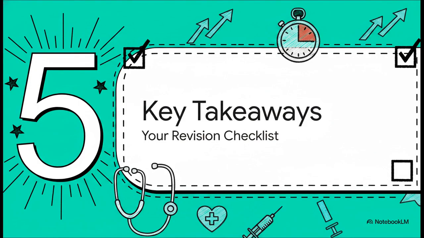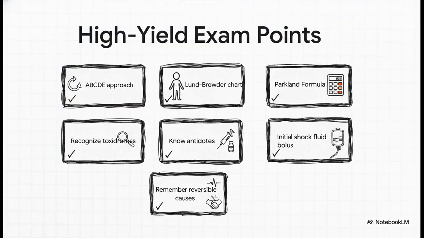Whew, okay, we have covered a lot. Now for what might be the most important part for your revision. Let's condense everything we've talked about into a quick, final checklist for your exams. Ready? Here are your must-knows. Number 1, always start with the ABCDE approach. For pediatric burns, use the Lund-Browder chart and calculate fluids with the Parkland formula. For poisoning, recognize your toxidromes, especially dumbbells, and know your key antidotes, atropine for organophosphates and NAC for paracetamol.